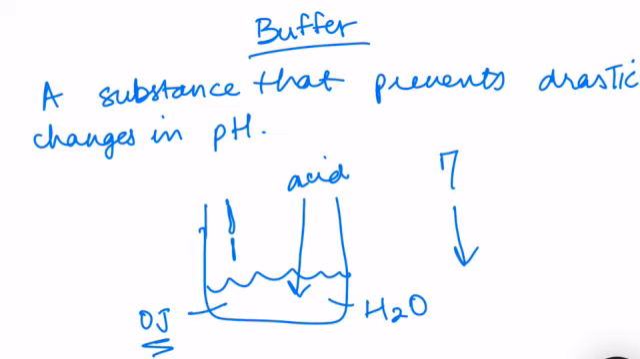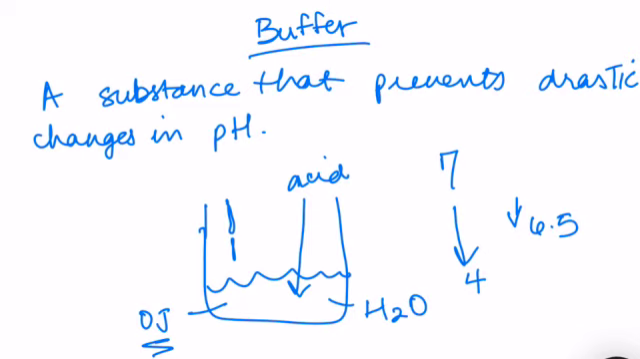So it depends how acidic your acid is. But let's say that it was supposed to fall down 3 points and go to pH 4. With the addition of that buffer, it might just go down, let's say, to 6.5, something like that.